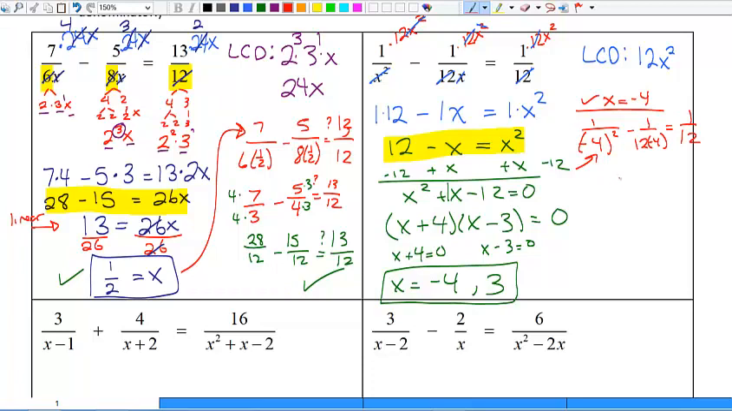Well, -4 squared, no, that's 16. Is 12 times -4 0? No, that's -48. And is 12 0? No. So I know I'm going to keep that one. Let's try the next one. Checking x equals +3. 1 over 3 squared, that's not 0. 1 over 12 times 3, that's not 0 on the bottom either. And 1 over 12, that's not 0 on the bottom, so that is also a good solution that's not extraneous.